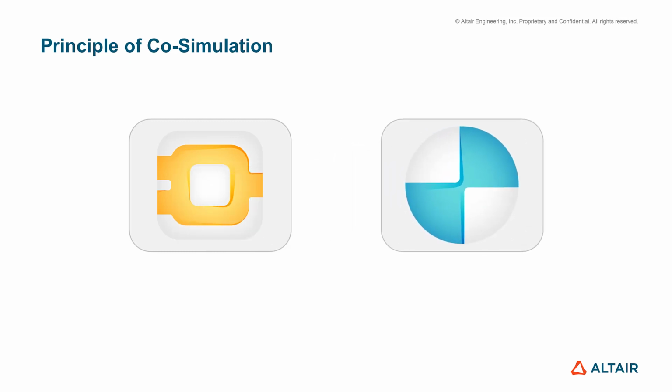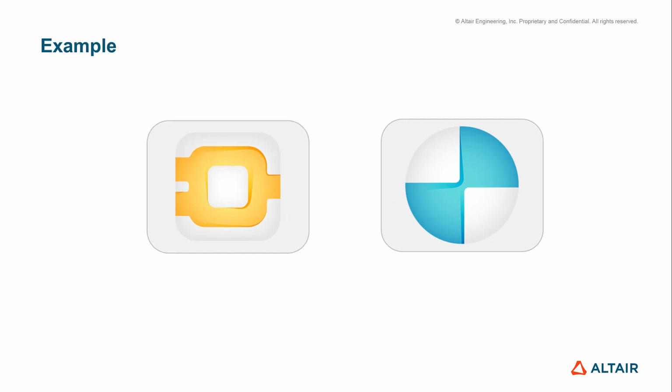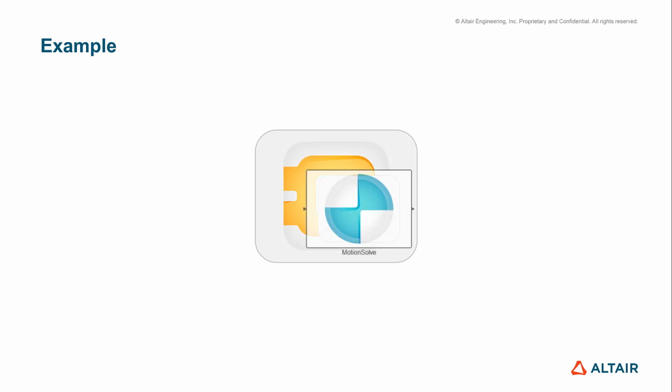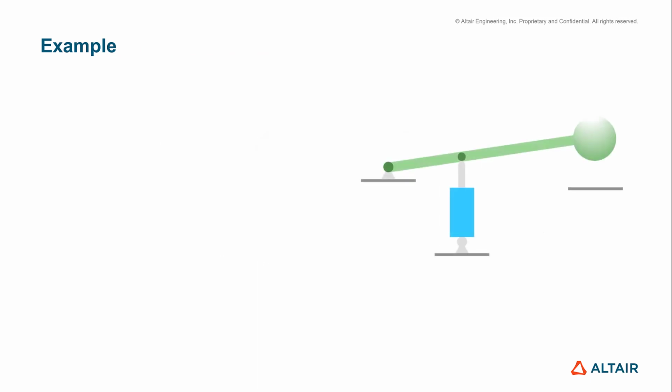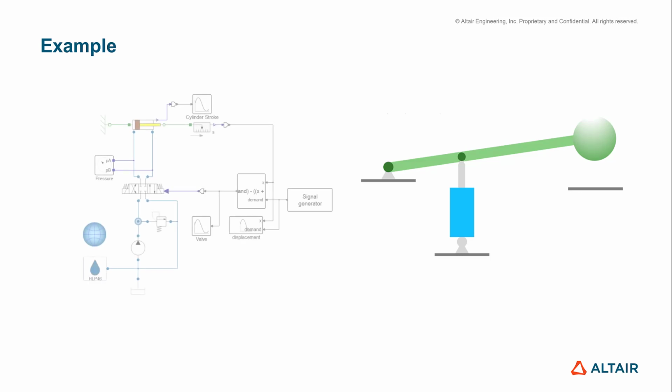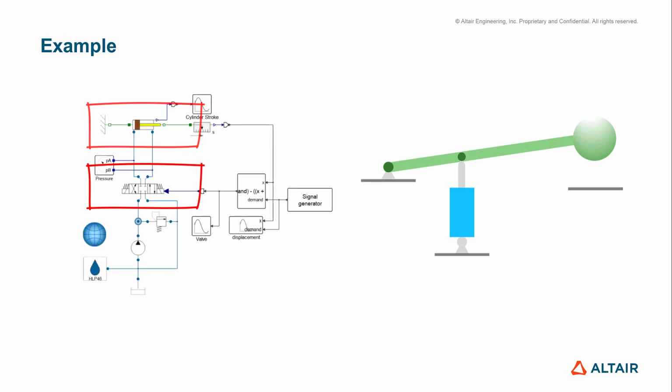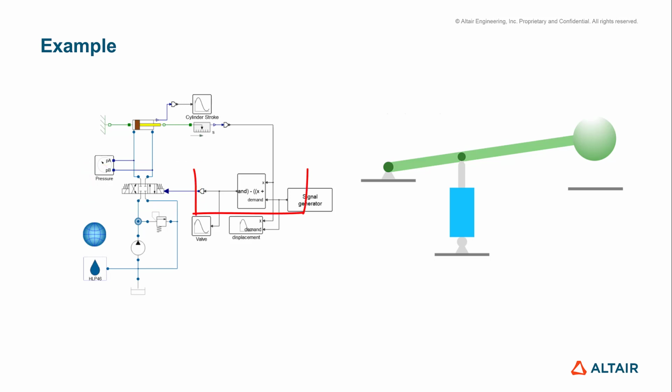Which direction is the right one for you depends on the simulation task and the focus of model development. In this video, I will focus on Activate and take MotionSolve in co-simulation as a submodel. As a simple example, I've chosen this lever, which is actuated by a hydraulic cylinder. The hydraulic system consists of a cylinder that is controlled by a switching valve. The cylinder should move to different positions. The position control is done by a 3-point controller.